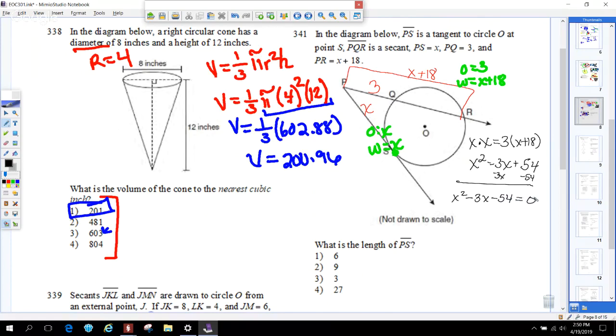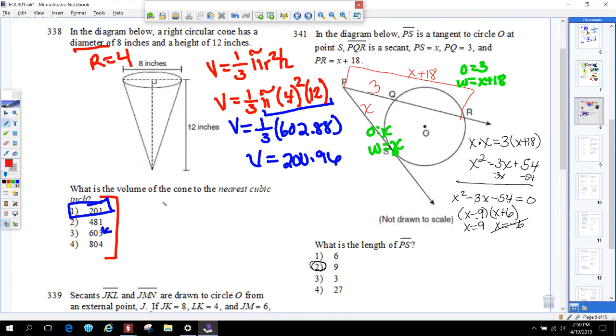Now, if you know how to factor, you also could at this point just plug things in, because if they gave you the answer choices, well, let me finish the problem. So here you're going to have to factor. So we know that x minus 9 and x plus 6. Well, negative 9 times positive 6 gives you negative 54. Negative 9 plus positive 6 gives you negative 3. Set each of these equal to 0. This gets rejected because it's not positive, so my answer is choice 2. That is the correct way to do this problem.